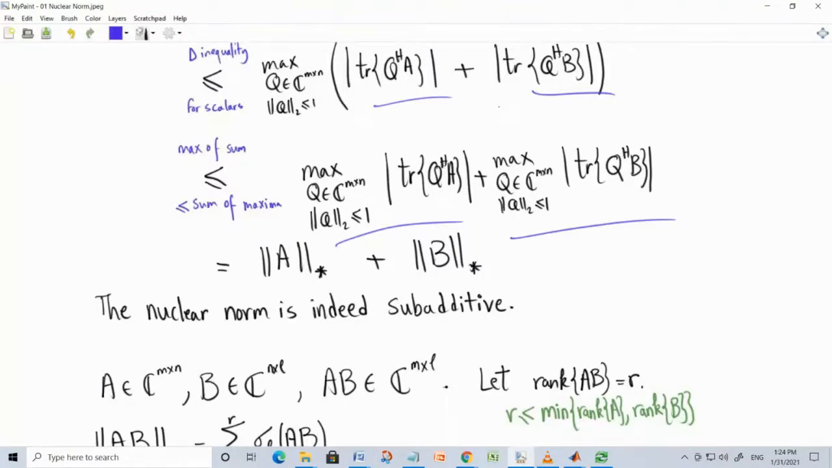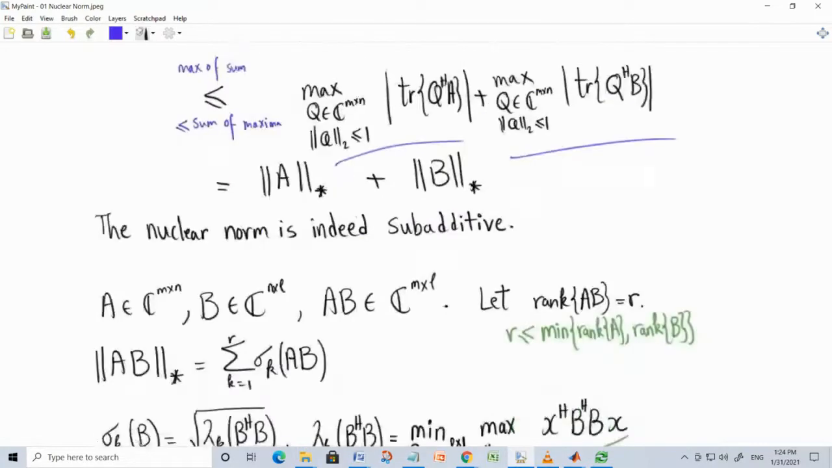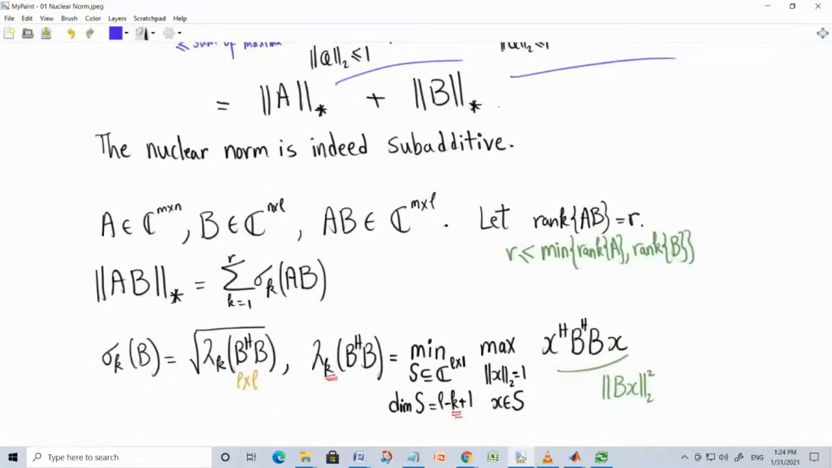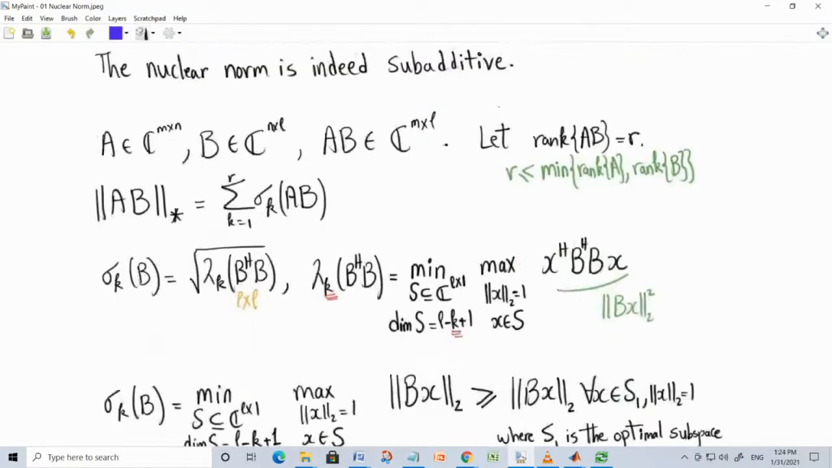What about this function being submultiplicative? Okay, so this is a bit trickier. So the nuclear norm of AB is the sum of the singular values. The problem is that the singular values of a product of two matrices are not directly related to the singular values of each matrix, okay? So the best you can go for are bounds and so on.